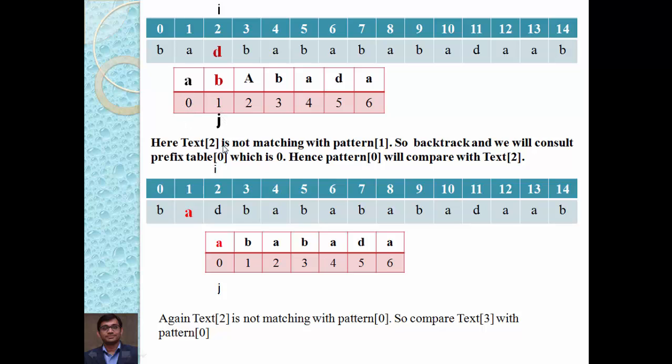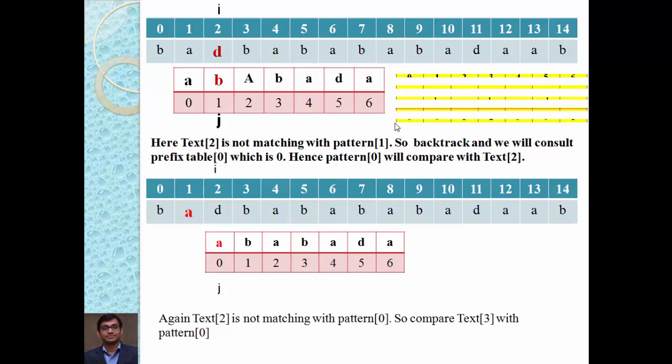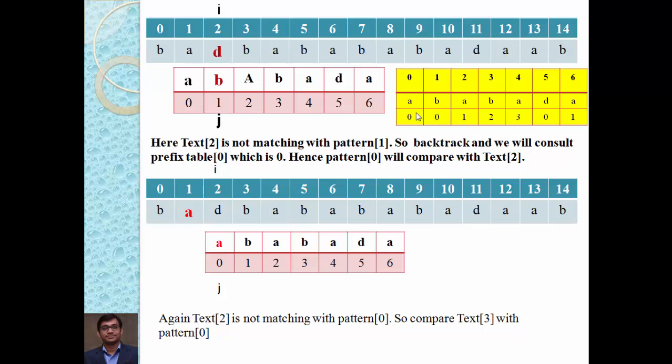So we need to verify the value on index 0 on our pi table. This is our pi table, and on index 0 the value is 0. It indicates that we have to compare our D character, or we can say the index number 2 of our text, with the 0 character or 0th index of our pattern. So we have to compare D with A again.